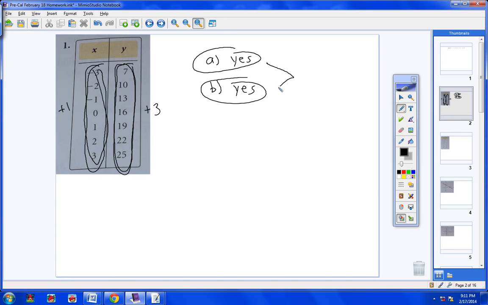And whenever you have two yeses right here, then the answer to C will be yes. You always have a linear relationship or a linear function when these two columns, when their change is the same for each column. Okay, let's go ahead.